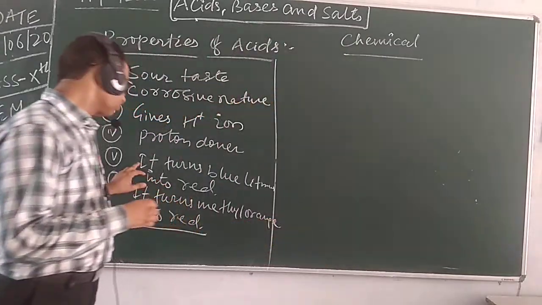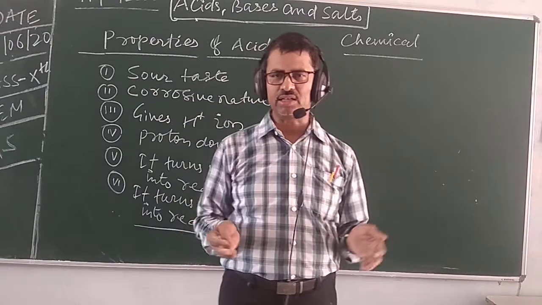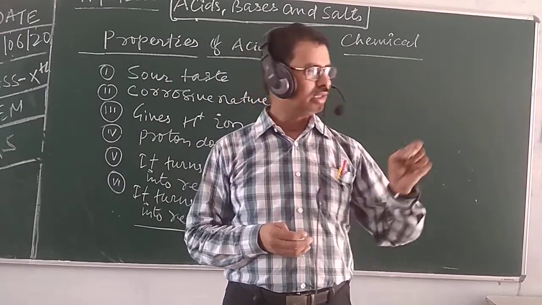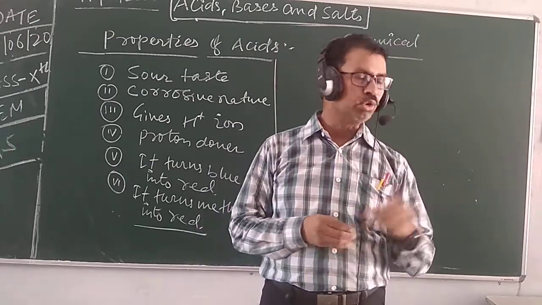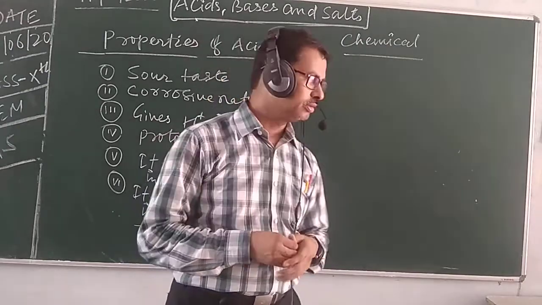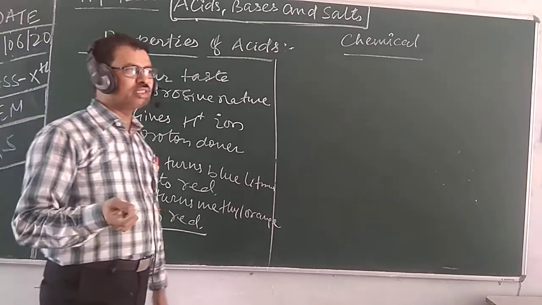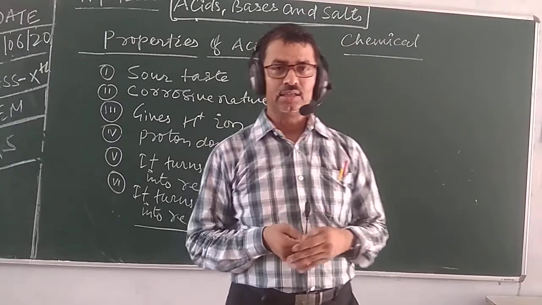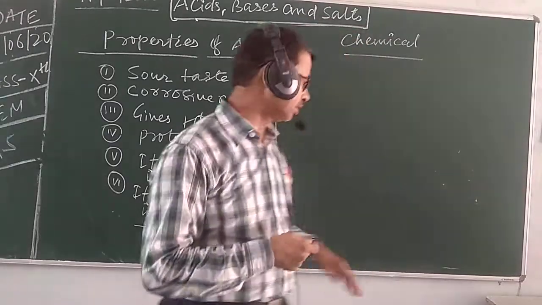The next is it turns blue litmus red. If you are talking about the result of an indicator, whenever blue litmus paper is introduced to acid, it will turn red. It means this is an acid. Okay. The methyl orange, the synthetic indicator: if you introduce it to acid, it will turn red.